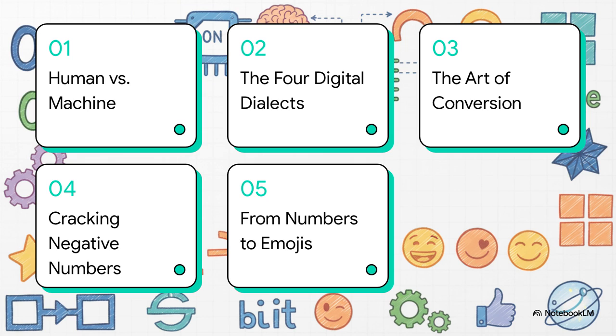So here's our game plan for cracking this code. First, we'll get into the fundamental language gap between us and machines. Then we'll check out the shorthands we invented to bridge that gap. We'll get our hands dirty with the art of translation, including a super clever trick for handling negative numbers. And finally, we'll see how it all comes together to bring everything from text to emojis right to your screen.